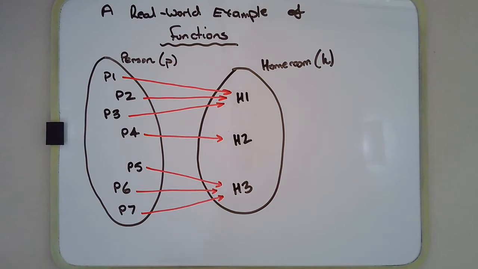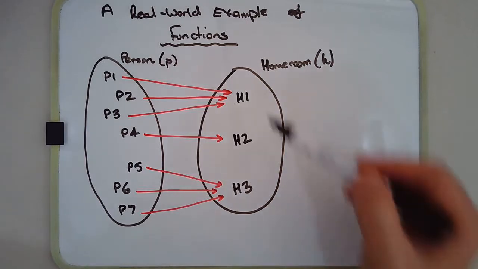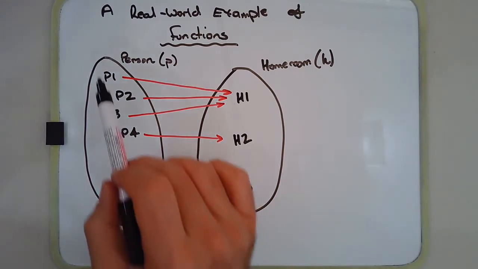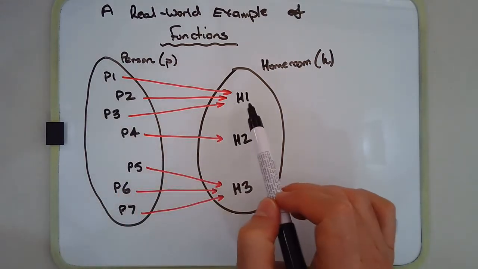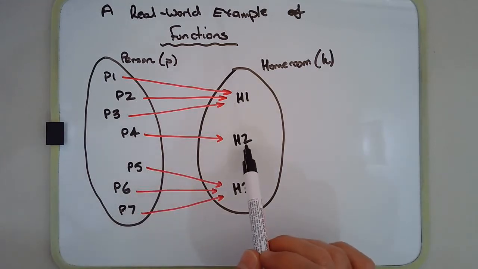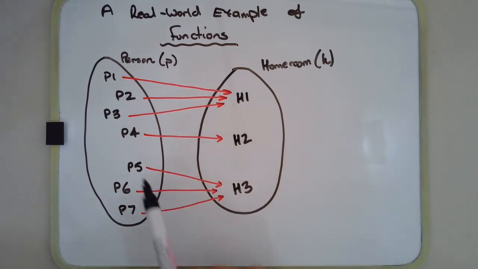little bit further. Let's say you had 7 people at a school, and these 7 people are associated with 3 different homerooms or pastoral care classes. It's usually where you get your name marked off in the morning. So the first 3 people are associated with homeroom number 1. The 4th person happens to be associated with homeroom number 2. And the last 3 people surveyed happen to be associated with homeroom number 3.